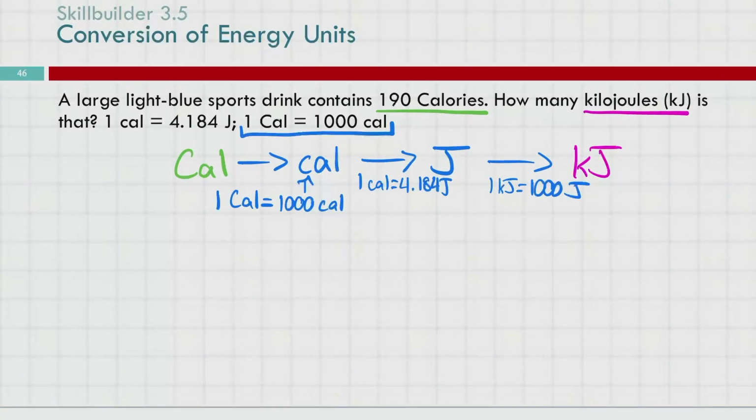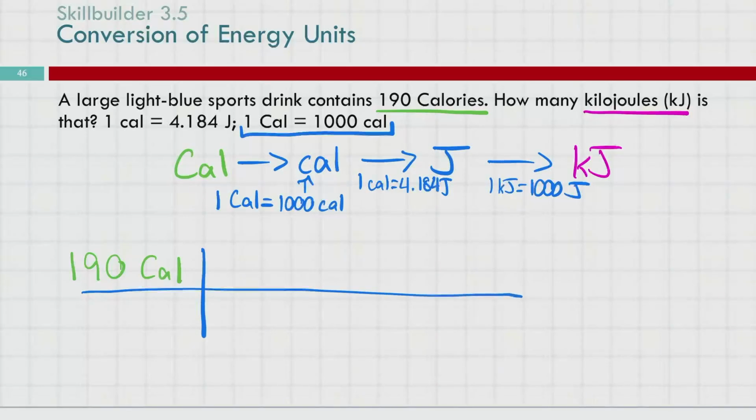And we can now set up our calculation. So following our solution map, for our first step, we're converting to cal. 1 big C Cal equals 1,000 cal. We have big C Cal. We want those to cancel, so we're going to put the little c cal on top and the big C Cal on the bottom. Those will cancel out.